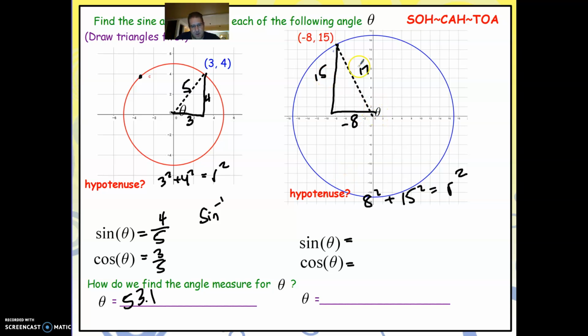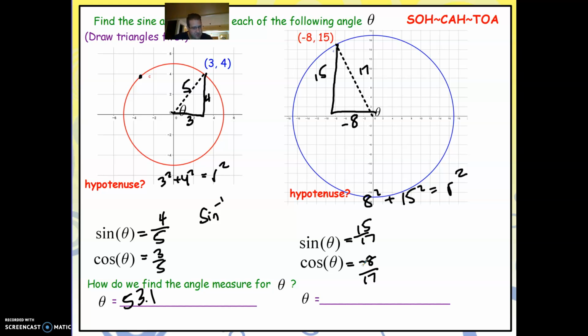Sine is opposite over hypotenuse, 15 over 17. Cosine is adjacent over hypotenuse. Now, keep in mind, I'm going to use a negative here, because cosine of a negative number is going to give you that same degree, and we'll get into that later on, how sine of a positive and cosine of a negative can be the exact same thing.